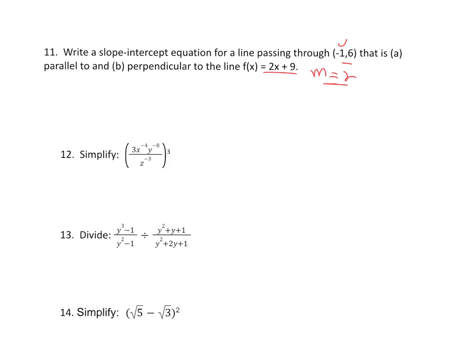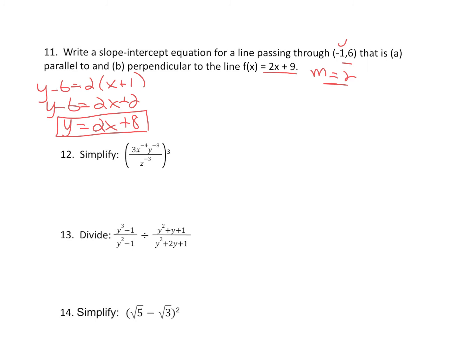Use point-slope form. So I'm going to go y minus 6 equals the slope. This is the parallel one, by the way. The slope times x plus 1 because it was a -1. So just distribute the 2. Get 2x plus 2. Move the 6 over. If I move that 6 over, it becomes plus 8 because 2 plus 6 is 8. Now there's the first one.